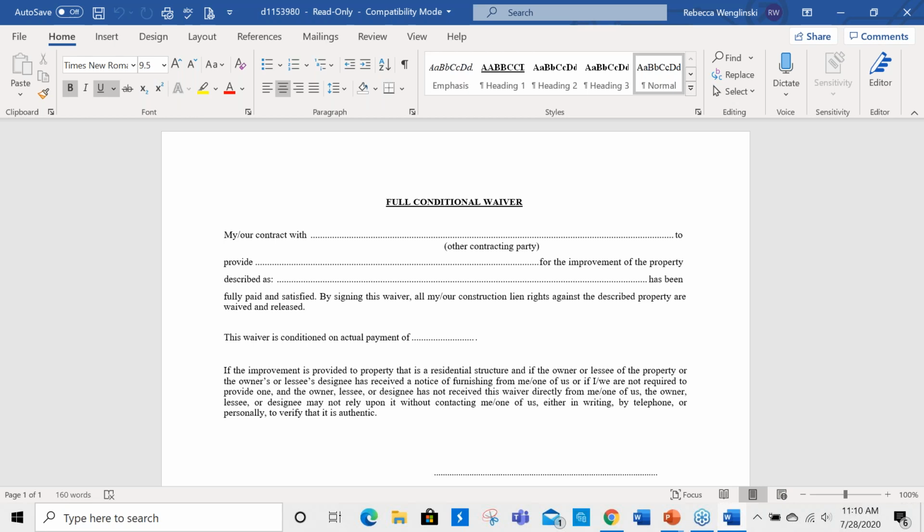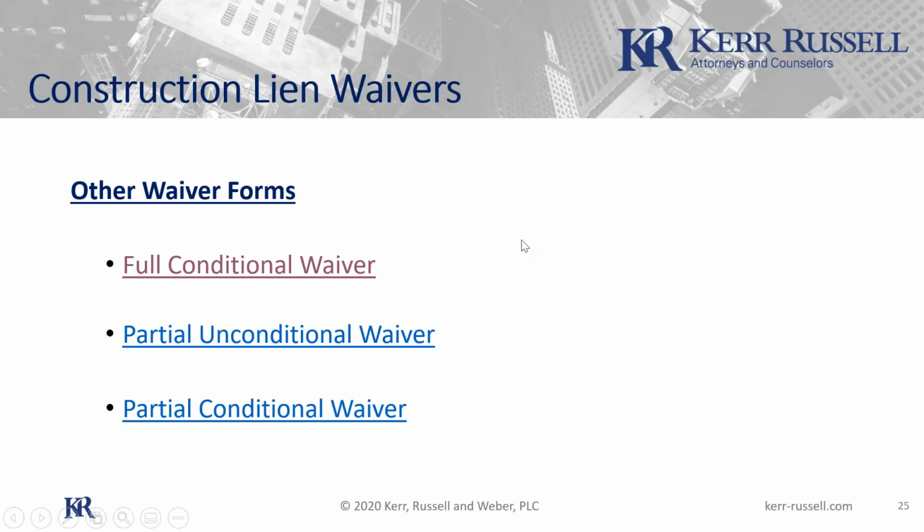And then that protects you. That little sentence there protects you in giving them the conditional waiver, that it's conditioned on that happening. If it doesn't happen, you haven't waived anything. So I just kind of wanted to show you folks the difference between unconditional and conditional.